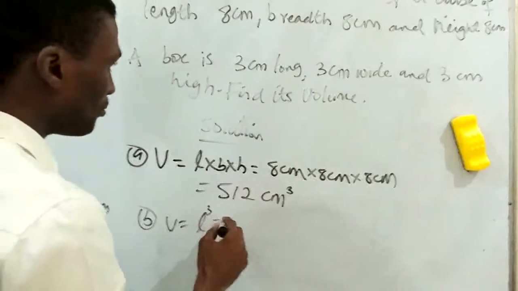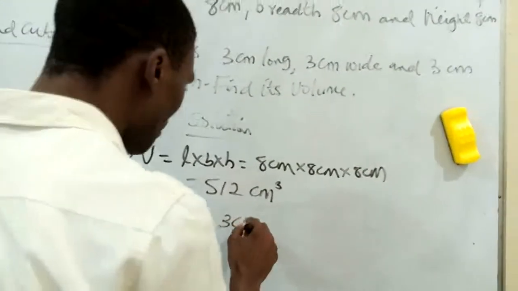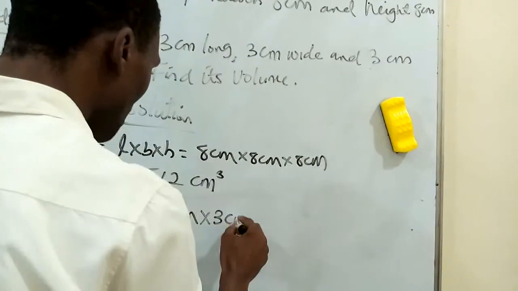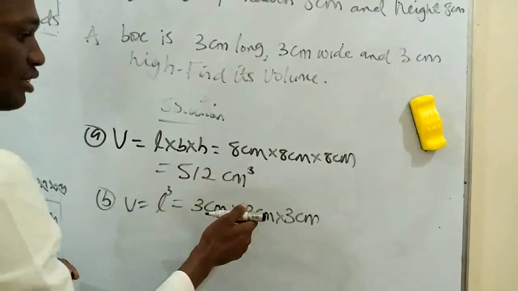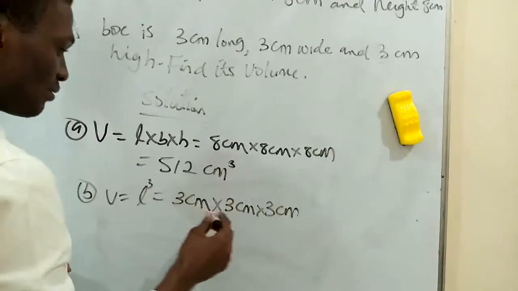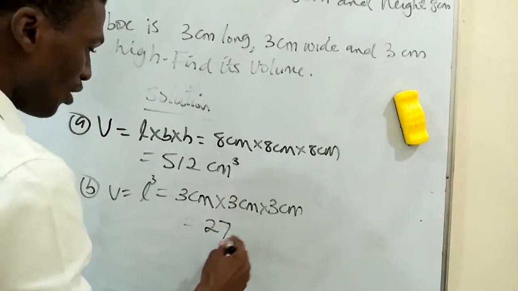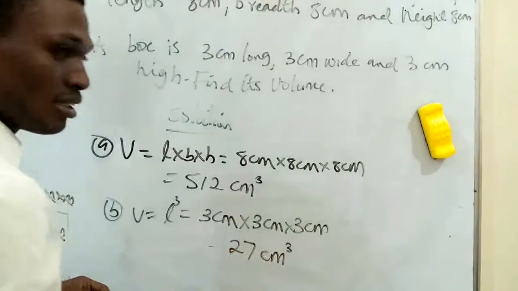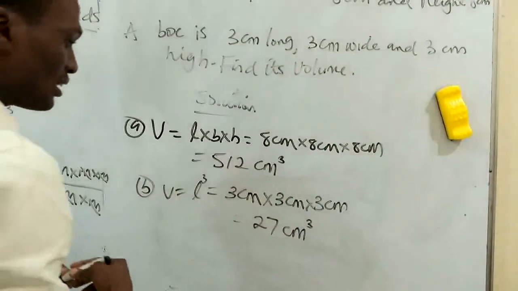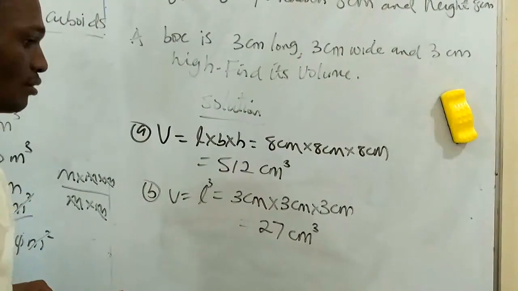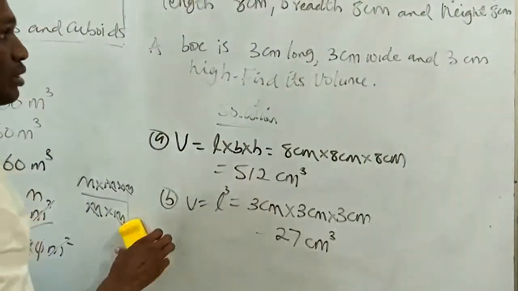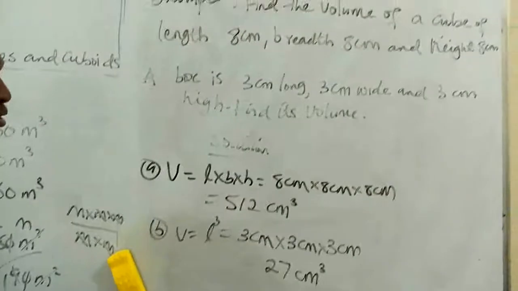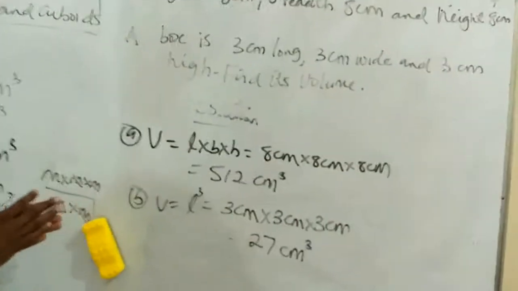So our volume is still length times breadth times height, or we can use the length cubed because all the sides are equal. So we have 3 cm times 3 cm times 3 cm. 3 times 3 gives us 9, and 9 times 3 gives us 27. So the volume of that cube is 27 centimeter cube.